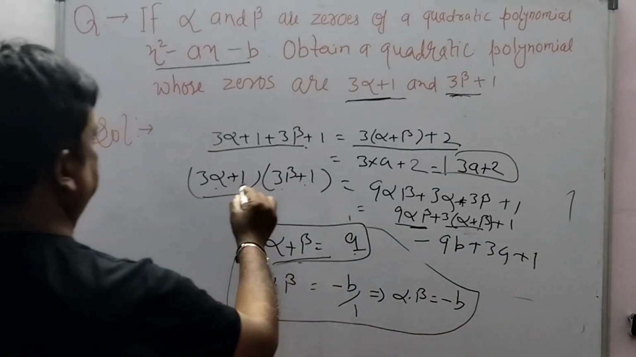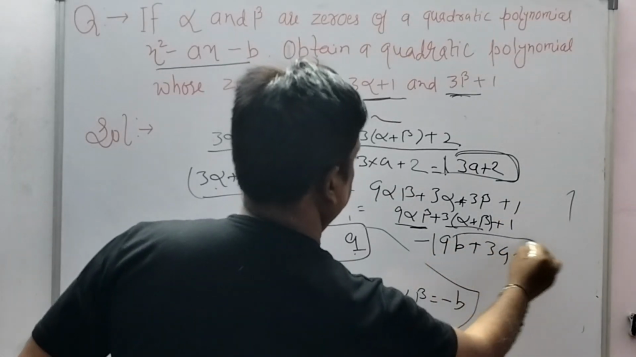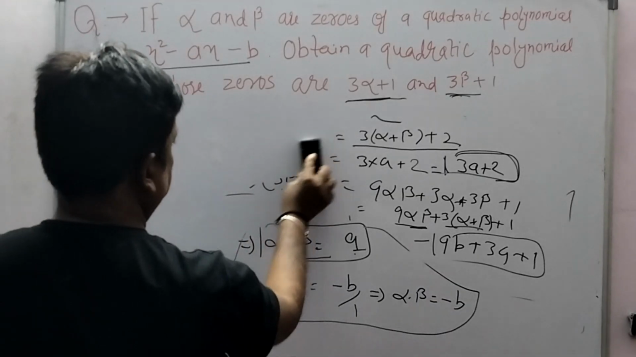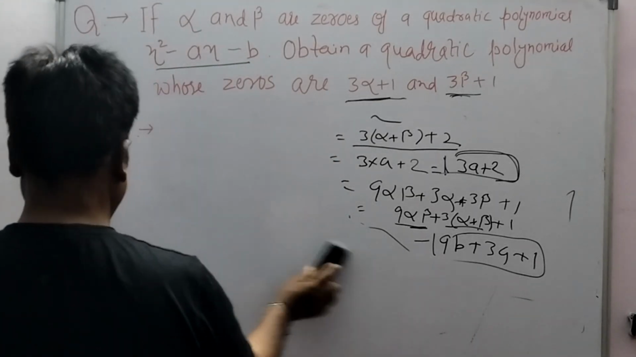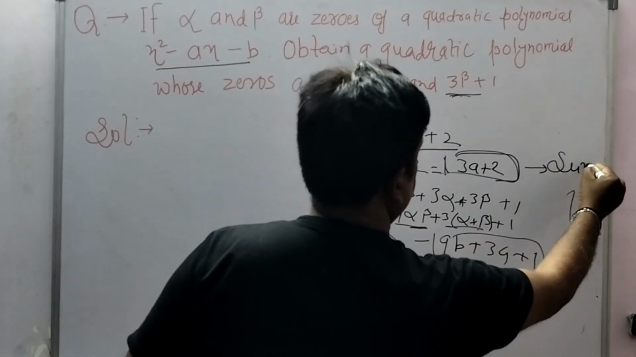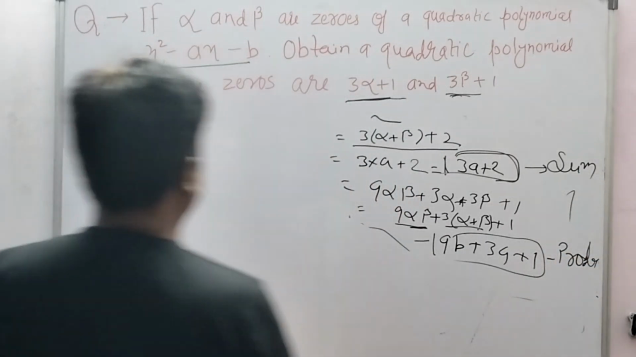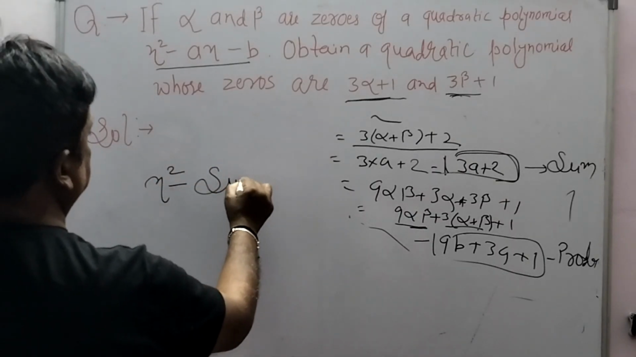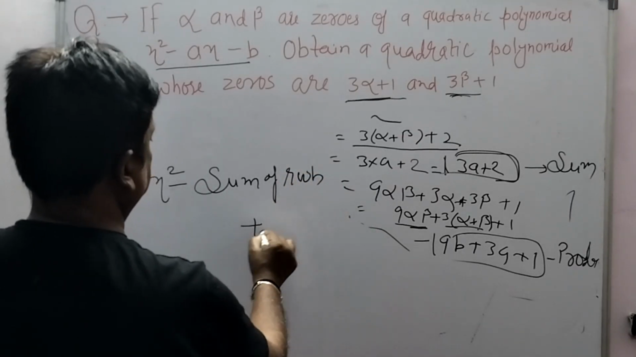Then we get the sum of the roots and the product of the roots. Now we should substitute these into the formula. So the required equation is x squared minus the sum of the roots times x plus the product of the roots.